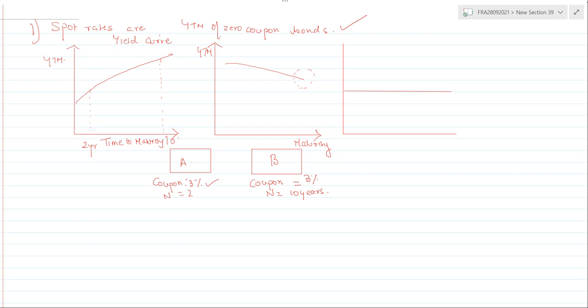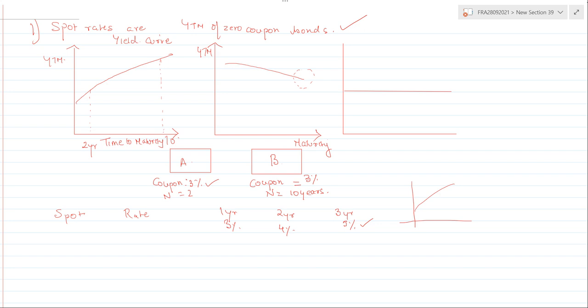Say the 1 year spot rate is 3%, the 2 year spot rate is 4%, and the 3 year spot rate is 5%. So basically this is suggesting that the yield curve is upward sloping, right? The yields of longer term bonds are greater than the yields of shorter term bonds.